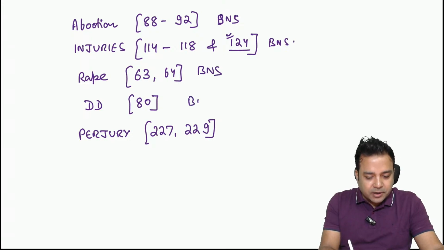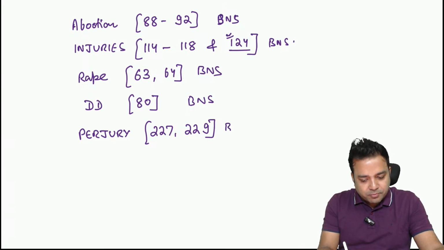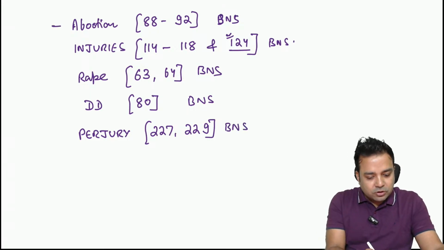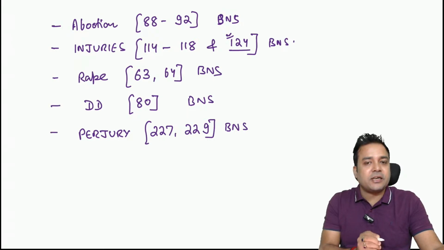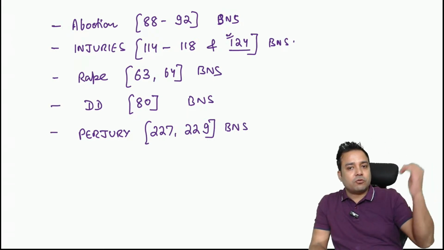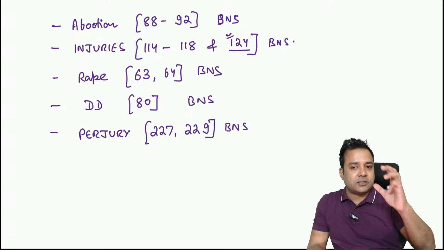Similarly, the Bharatiya Nagarik Suraksha Sanhita sections have also been marked. So just go through the PDF and you will find it very, very handy. Just go through the numbers, and now the new numbers are very easy.